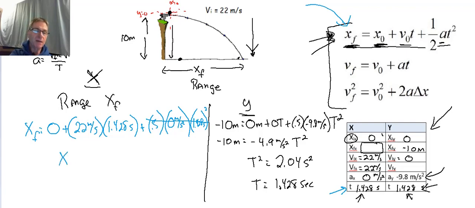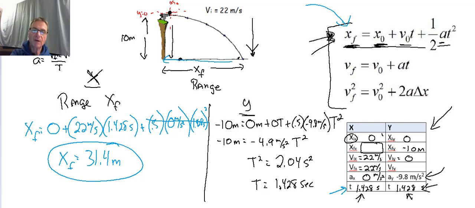So x final is simply the initial velocity times the time that we calculated, and that turns out to be about 31.4 meters. So that would be the range. That would be how far from the base of our cliff our projectile would fly in the x dimension.